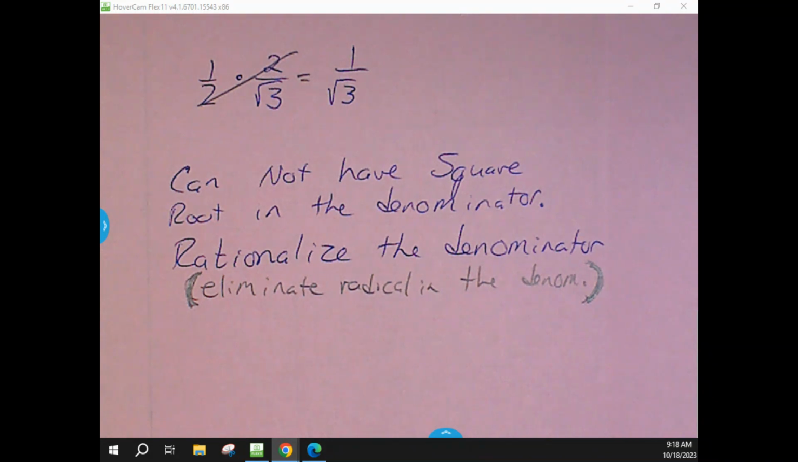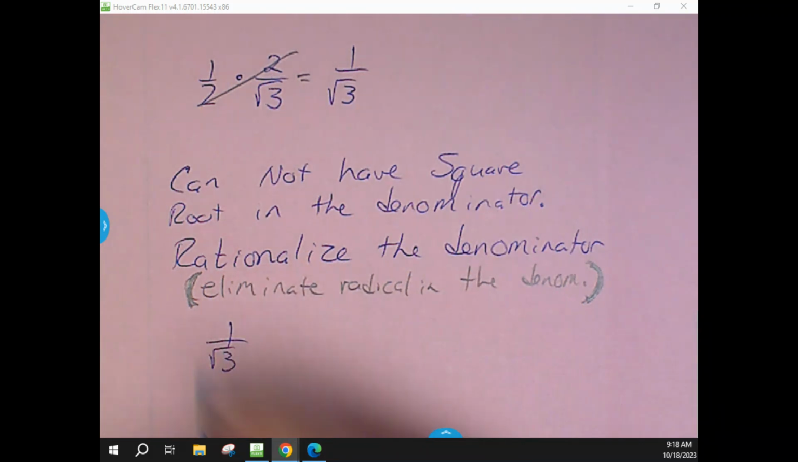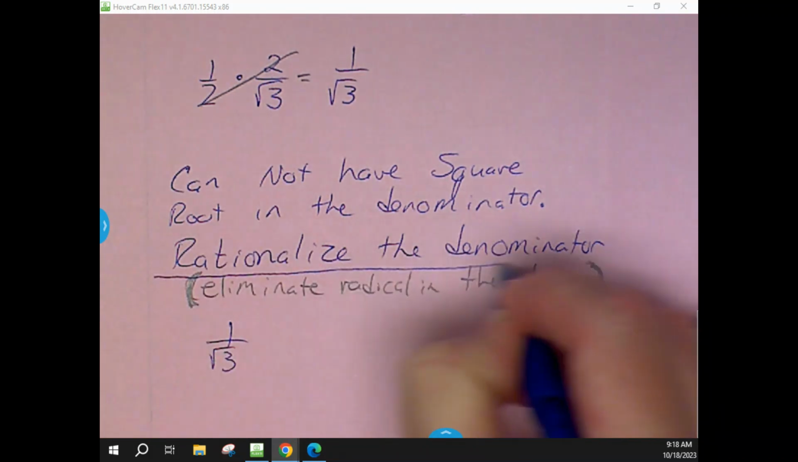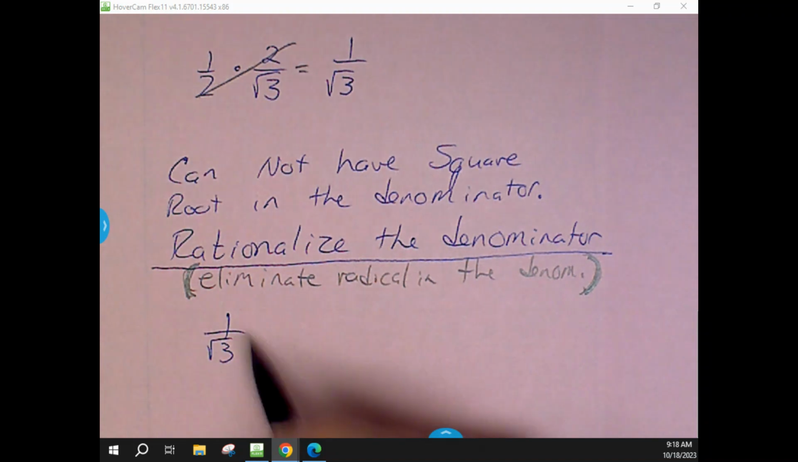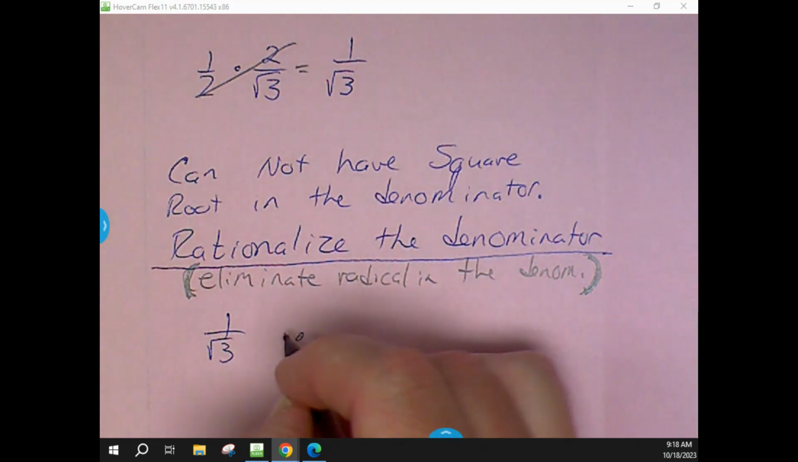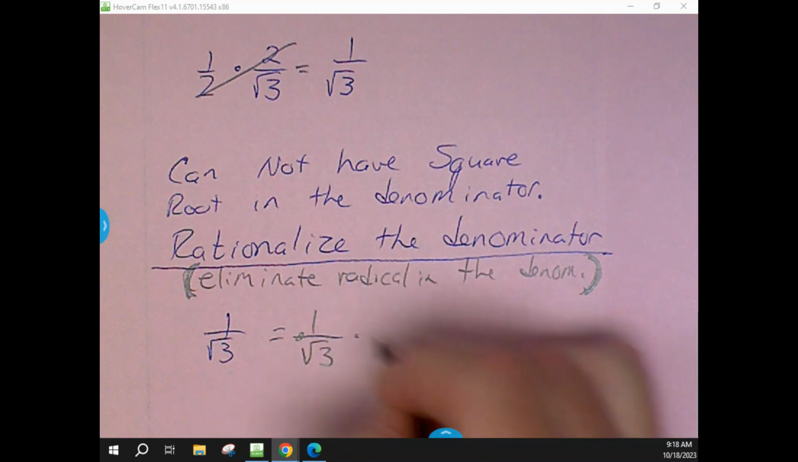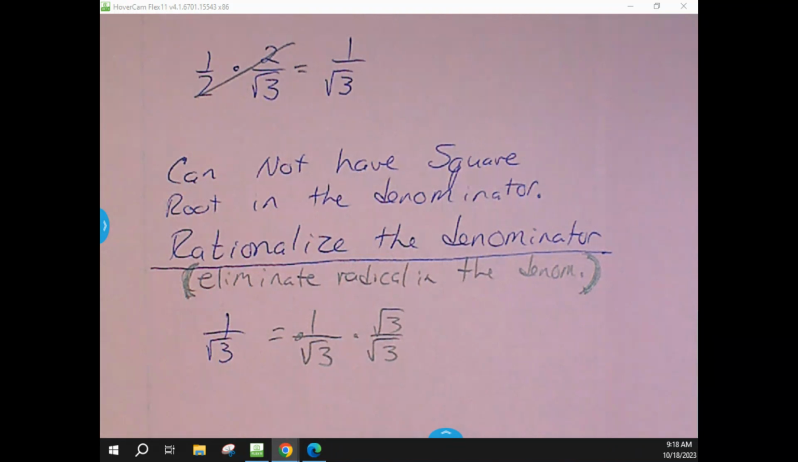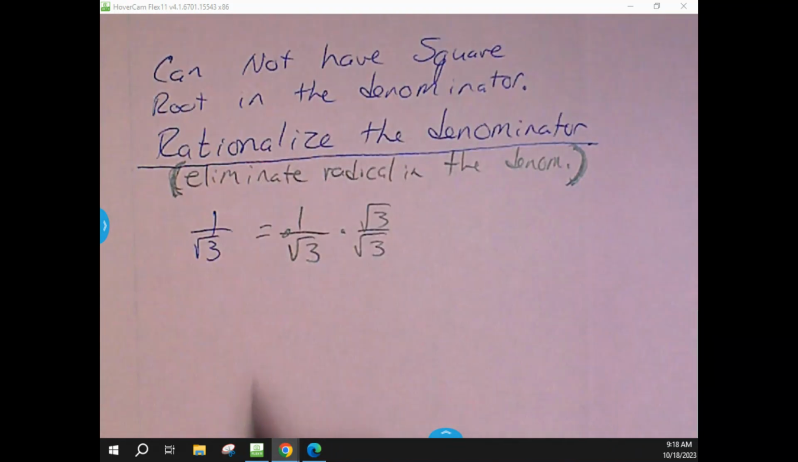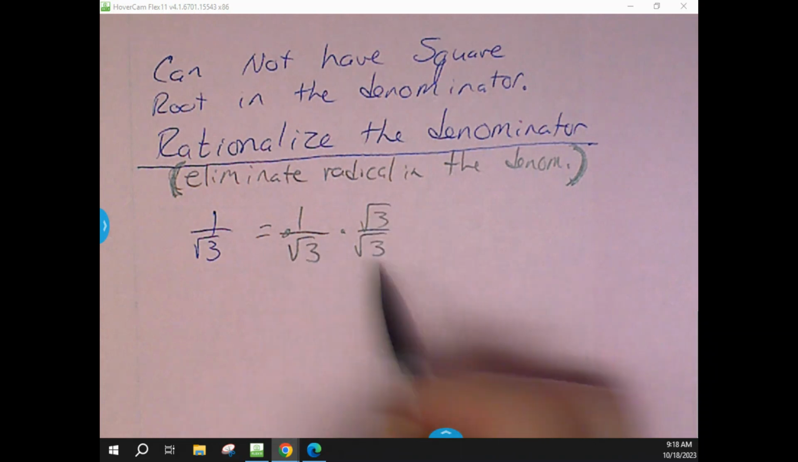Okay, now technically, here's what we do for this one. So if you've got 1 over square root of 3, if they ask you to rationalize the denominator, basically here's what you're going to do. You're going to take whatever radical you have in your denominator, and you're going to multiply by whatever that radical is in the denominator. So we had 1 over square root of 3, so we're going to take the original problem we've got, we're going to multiply by whatever we have in the denominator.